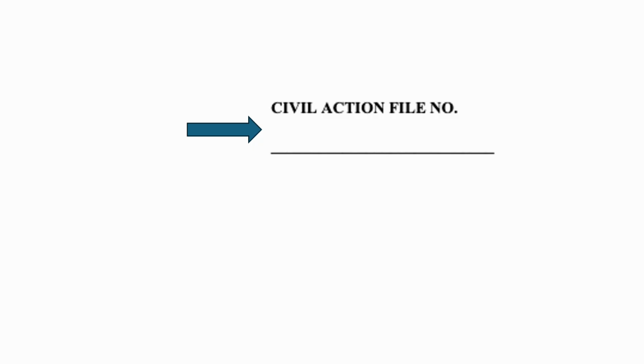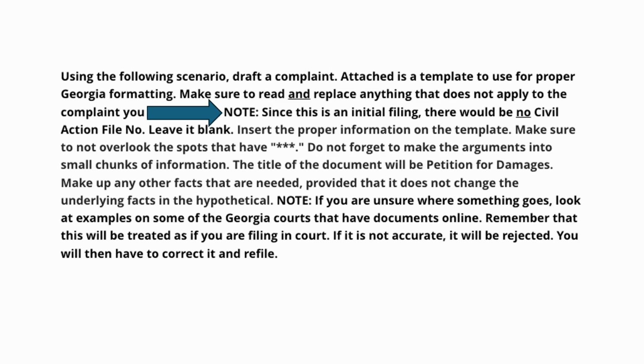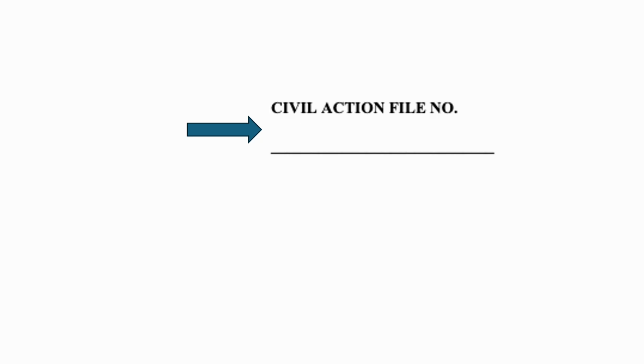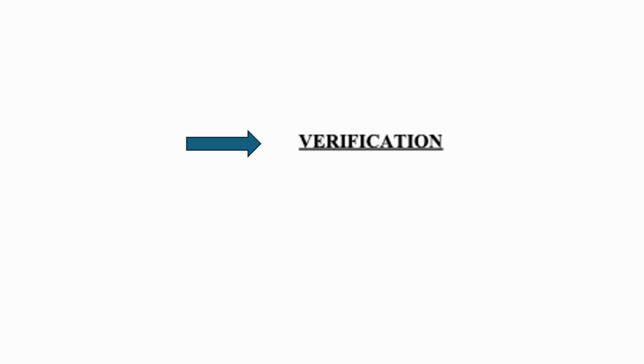And then we have our civil action file number. Now, it says very specifically, this is an initial filing, so there will not be one, so leave it blank, okay? But make sure you still keep the line. Now, our title is going to be verification, and it's going to be bolded, underlined, and centered.